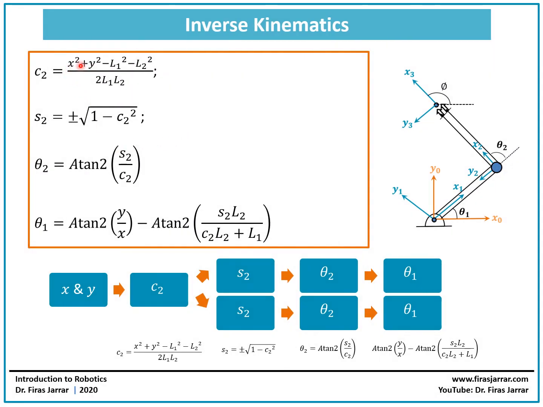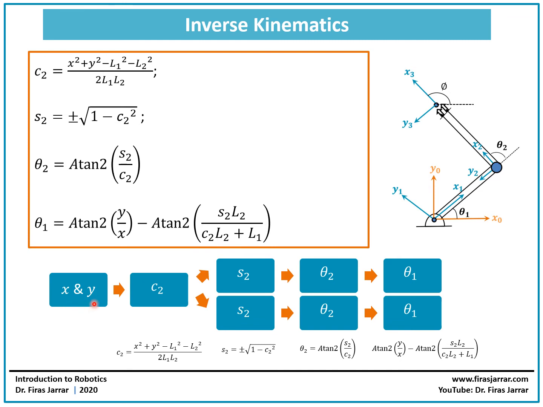So given a certain desired position for the end effector, x and y, and we know the geometry of the robotic arm, we can calculate cosine theta 2. Then we substitute it into this relationship to calculate sine theta 2. It turns out that there are two possible solutions. We're going to talk about them in a second, from which we can extract theta 2 using this equation, and from which we can then calculate theta 1.